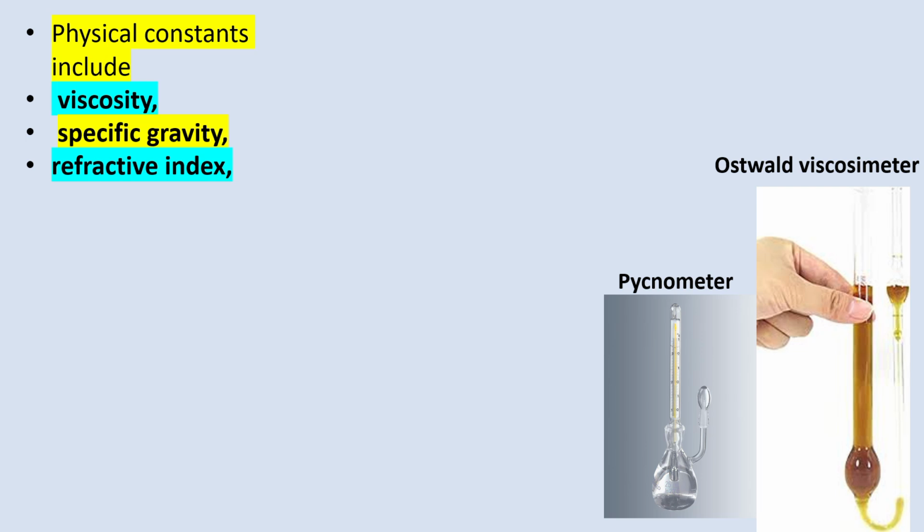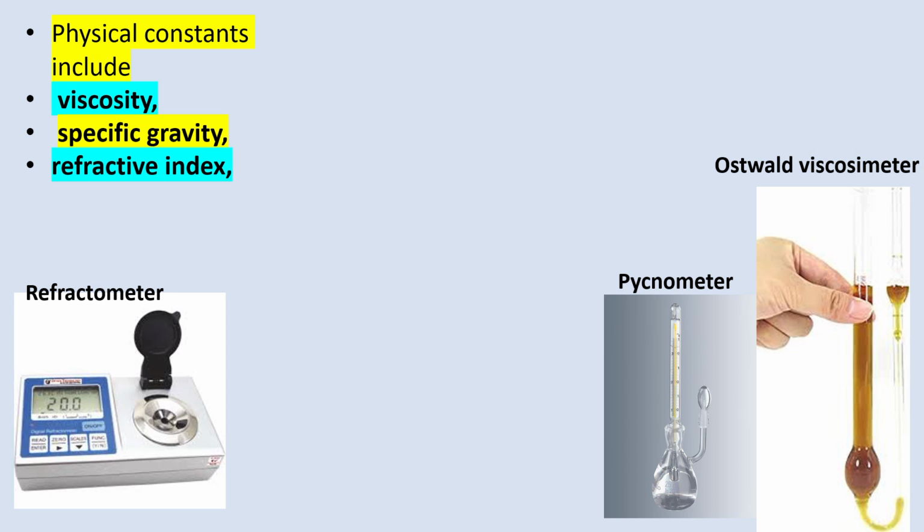Refractive index, which we have heard about: the Abbe refractometer, now a digital refractometer as shown in the picture, which can give you the sin i by sin r, the refraction of the rays passing from one medium to another medium, is possible to read. Refractive index can be determined for the fats and oils.